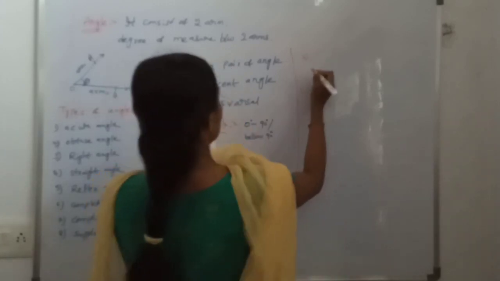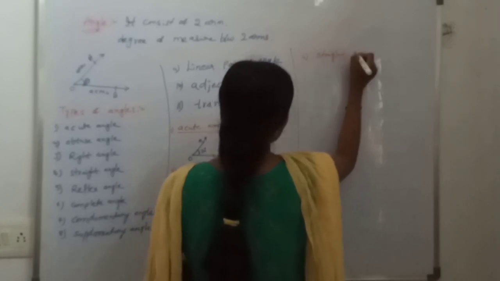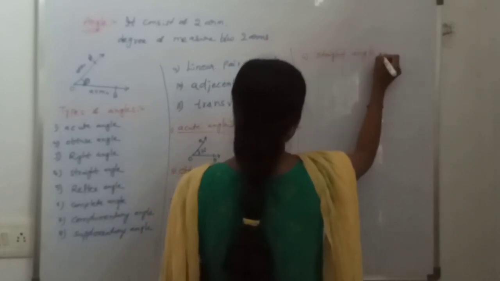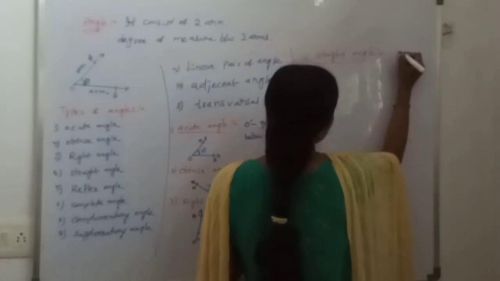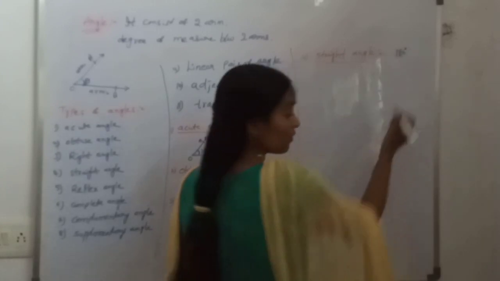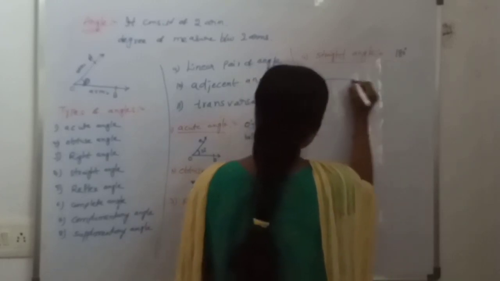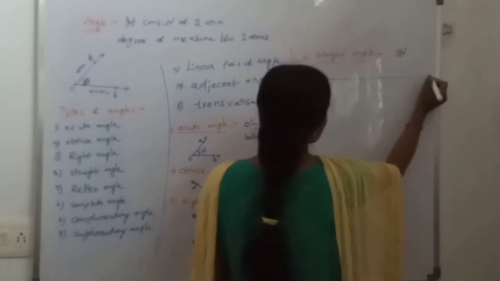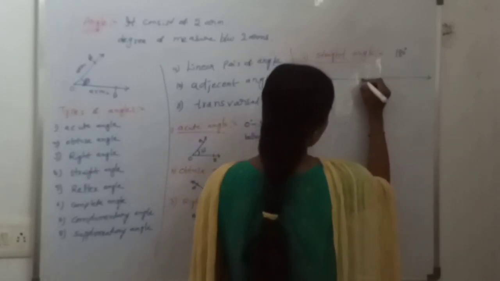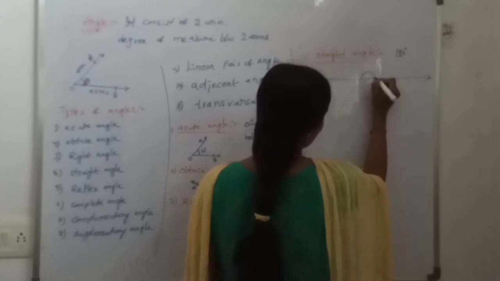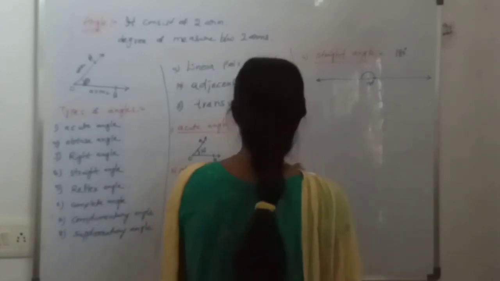Now the fourth one is the straight angle. Straight angle means 180 degrees. It consists of 180 degrees. That is called a straight angle. Now in this one, here 0 degrees, then here to here 180 degrees. This is called a straight angle.